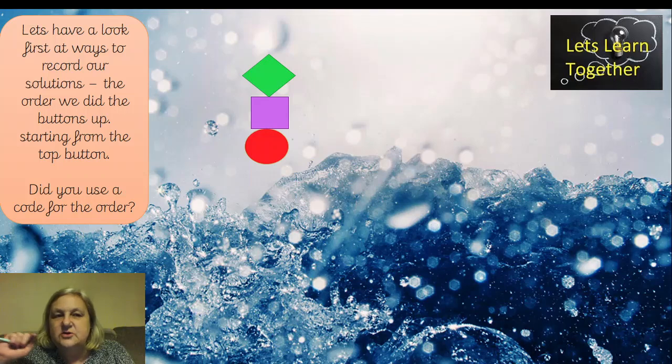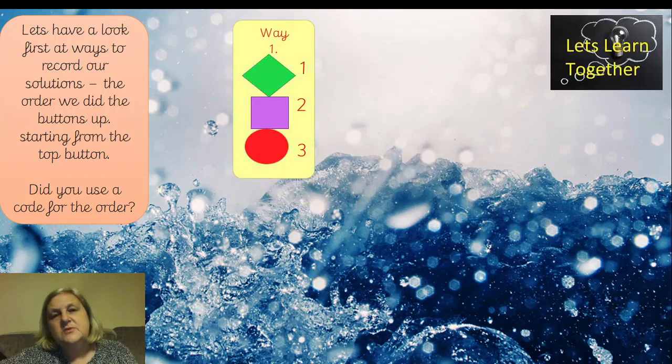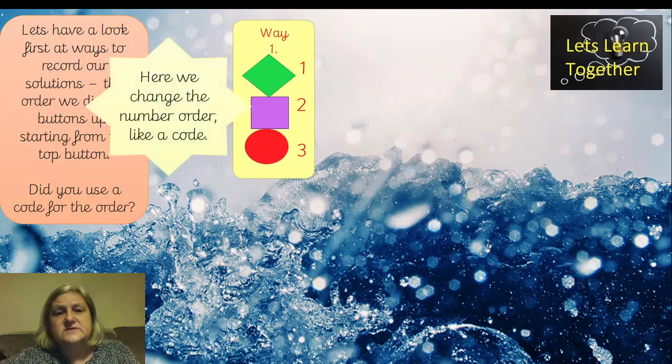Okay, so we need to have a look at the solutions, how we're going to get there, but also we're talking about the order that we did those buttons up. So we started from the top button and worked down. Now you could use a code for the order of these, and I'll show you how to do that in a minute. You might not need to use a code. So this is way one, and this is the way that the buttons are sequenced. So it's green diamond, purple square and red circle. They would be 1, 2, 3, so just working straight the way down. So that's a really easy one because it's the way that you've got it.